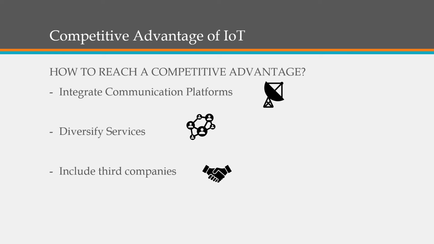How to reach a competitive advantage? We identify 3 aspects that a company could take care of: integrate communication platforms, diversify services, and include third companies. We integrate communication platforms to create a common environment in which we can offer our services, and we diversify services to offer more services in this platform. At the same time, we can include third companies and offer our platform to these companies to offer their own products and interact with clients.